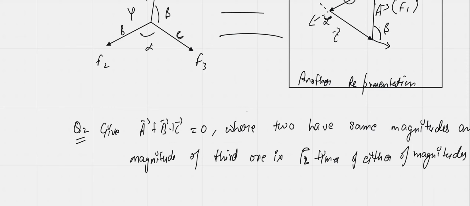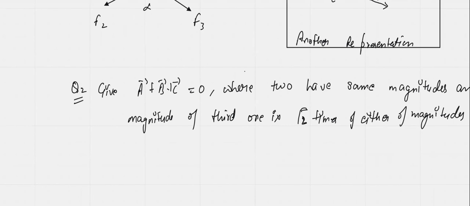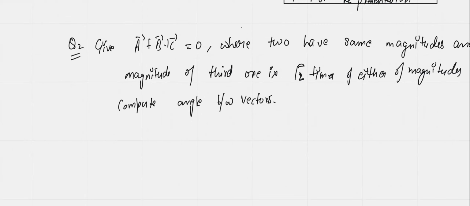Find the angle between all these vectors. Okay, compute the angle between vectors. That's the problem. Let's solve this one. Let me have the answer first. So take a few minutes, solve it, get me the answer.